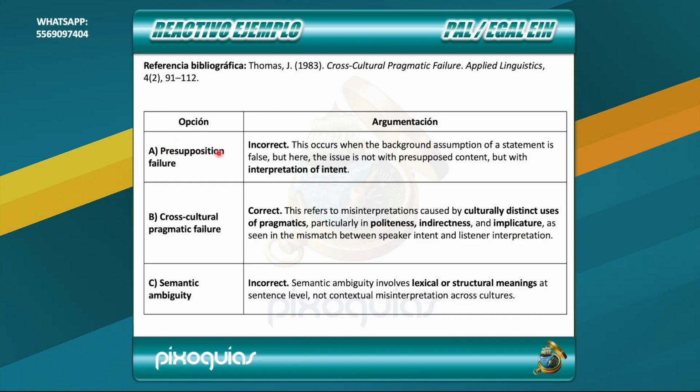A. Presuppositional failure is incorrect because this occurs when the background assumption of a statement is false, but here the issue is not with presupposed content, but with interpretation of intent. C. Semantic ambiguity is incorrect because semantic ambiguity involves lexical or structural meanings at sentence level, not contextual misinterpretation across cultures.